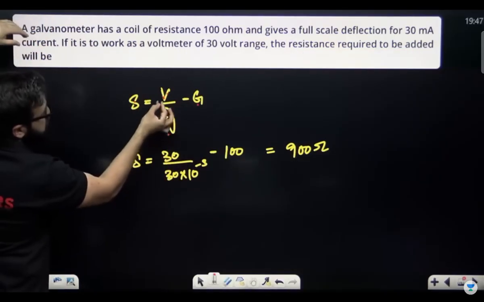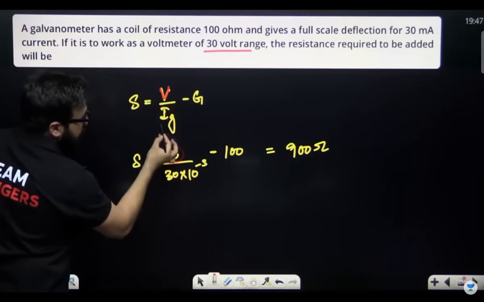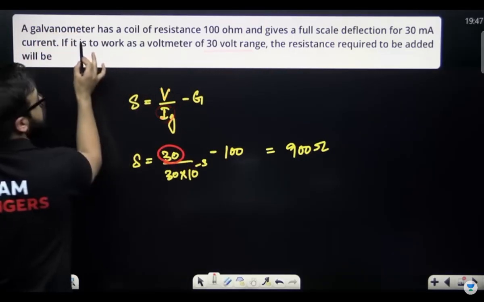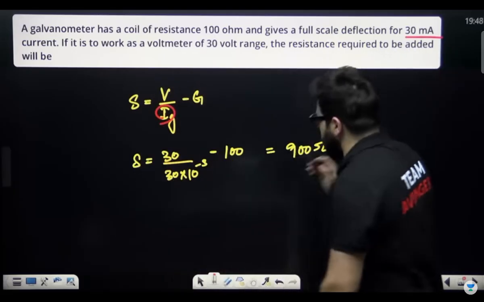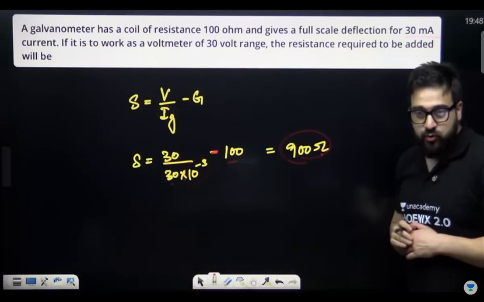The voltage across the voltmeter is given as 30 volts. So here it is 30, and current is given as 30 milliampere. It will be mentioned over here. 30 milliampere is 30 into 10 raised to the power -3, minus 100. So this came out to be 900 ohms directly.